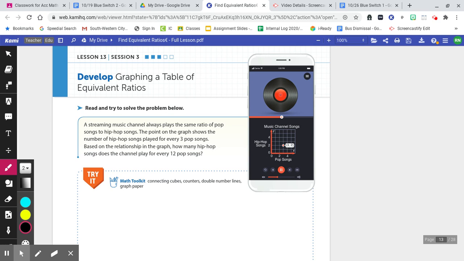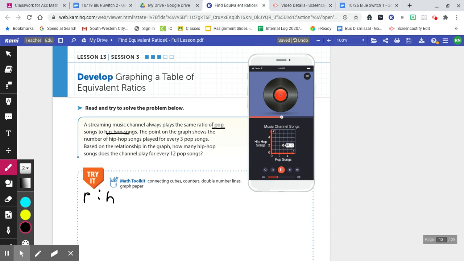So this is a good way when we use a graph that we can look and see whether we have a proportional relationship. So let's go back to the beginning. What are they asking us? What are they comparing? And the first thing I would think about is they are streaming music, and they always play the same ratio of pop songs to hip hop. So I'm going to remember it's pop to hip hop. And the point in the graph shows the number of hip hop songs played for every 3 pop songs.